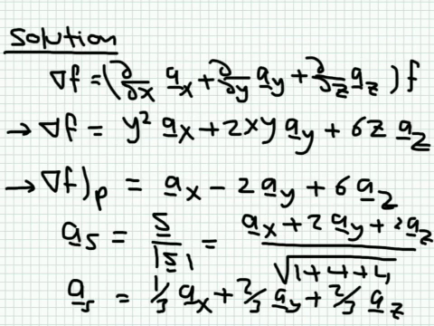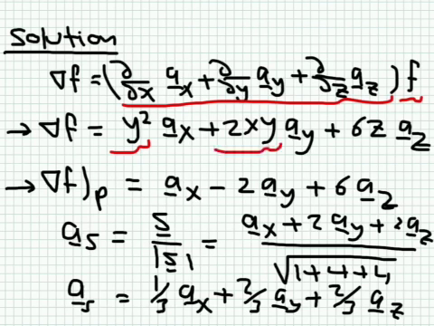This is a very simple function in Cartesian coordinates. To get the gradient of f, we apply the gradient operator to the function f. We differentiate relative to x in the x direction, relative to y in the y direction, and relative to z in the z direction. The derivative of xy squared relative to x will give you y squared. The derivative relative to y will give you 2xy. And because we had z as well, the derivative relative to z will give you 6z. So this is the gradient.